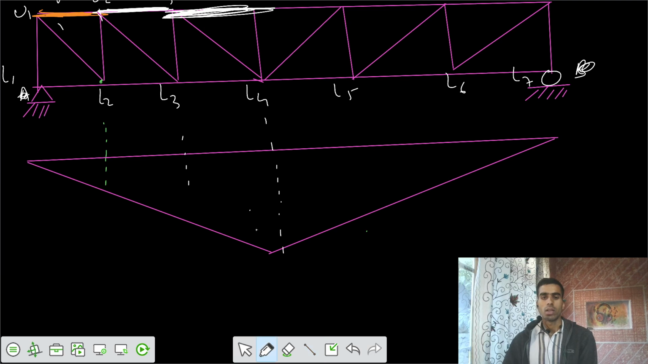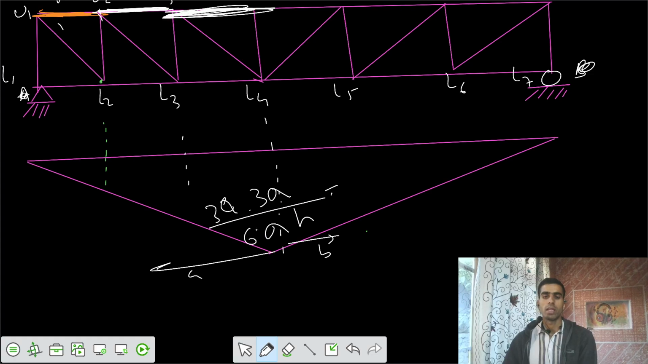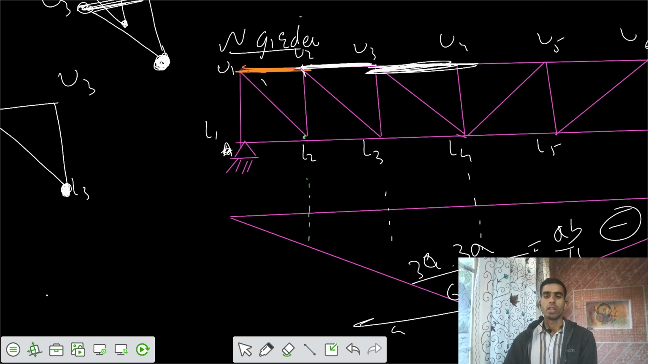This one is your A. This one is your B. But it's at the midspan. We say this is your 3A, and B is also 3 divided by 6A into H, AB by LH. This is the negative diagram. ILD peak ordinate of 3A by 6A H.